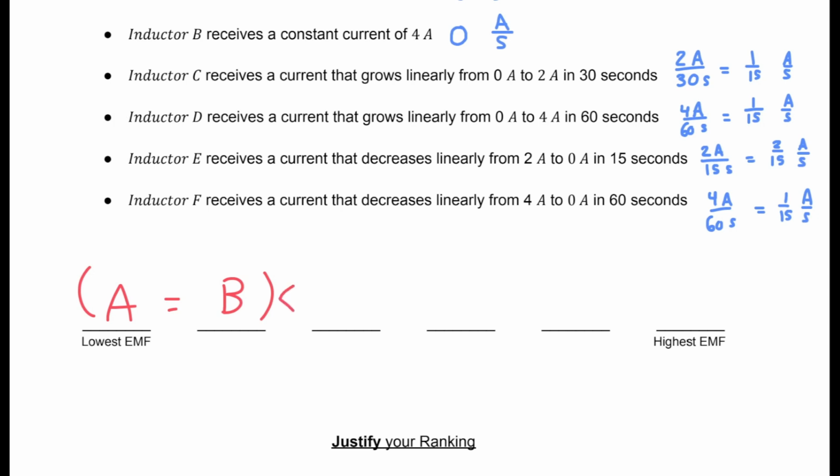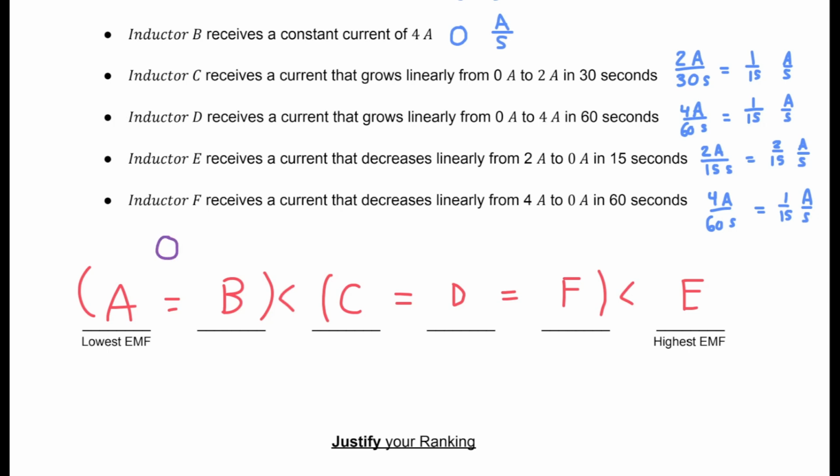Then we have a three-way tie with 1/15 amp per second of change. So this would be C, D, and F. And then our 2/15 amp per second is our highest current rate of change, and that's E. So again, we're really just ranking the rate at which the current is changing through the inductor.